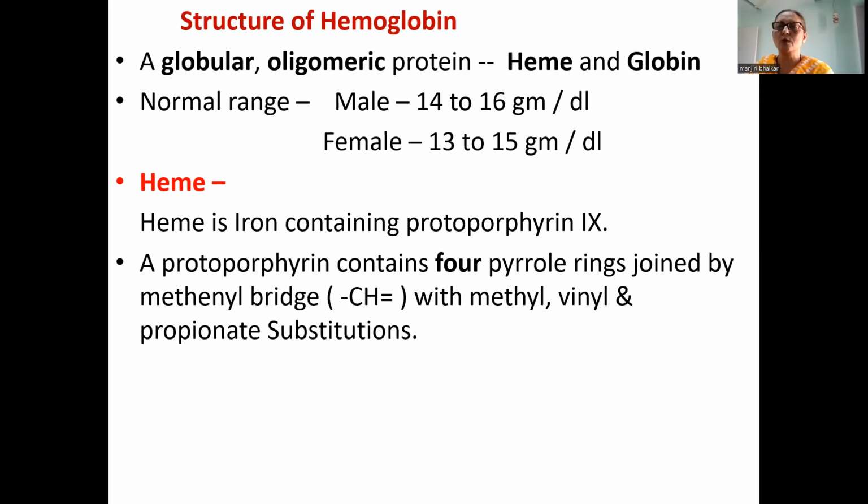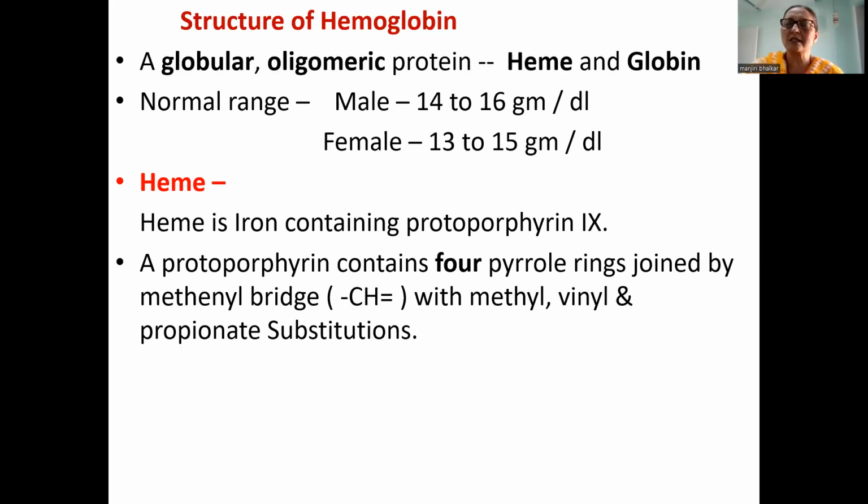Methynyl means you have a CH group, and this carbon can get attached on one side by a single bond, and on the other side to another atom with the help of a double bond. So this is how the carbon will have three valencies satisfied, two on one side and one on the other side. And the fourth valency is satisfied by hydrogen. So this is a methynyl bridge.